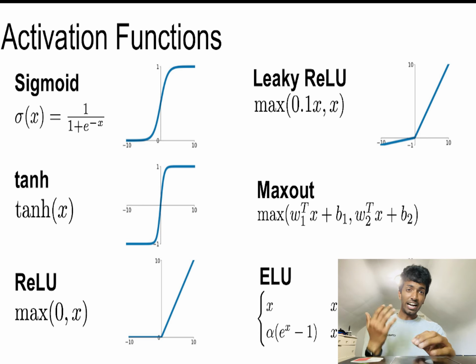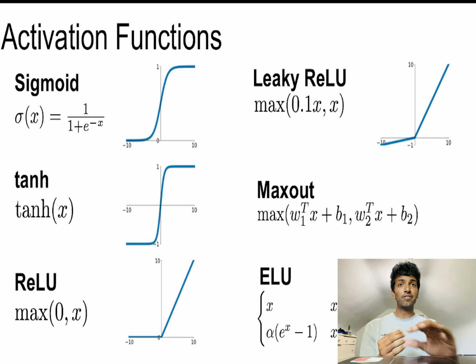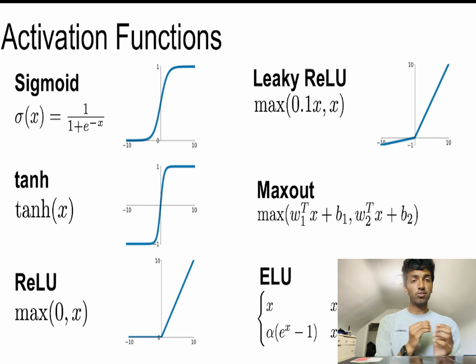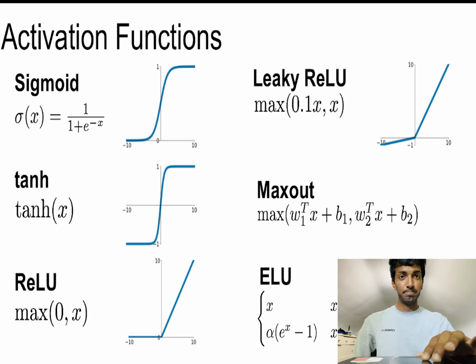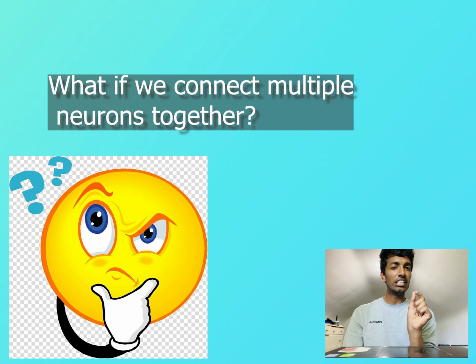So there are different kinds of activation functions. Like we have the sigmoid activation function, we have tanh, and we have the rectified linear unit, or ReLU. In sigmoid, whatever information we are getting, it makes sure that the value is between 0 and 1. In tanh, it makes sure that the value is between -1 and 1. And in ReLU, it's between 0 and infinity. So now we know what happens at a single neuron.